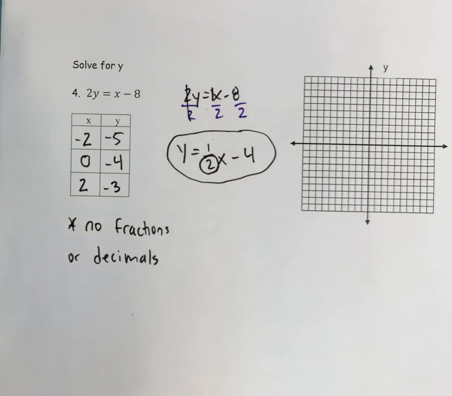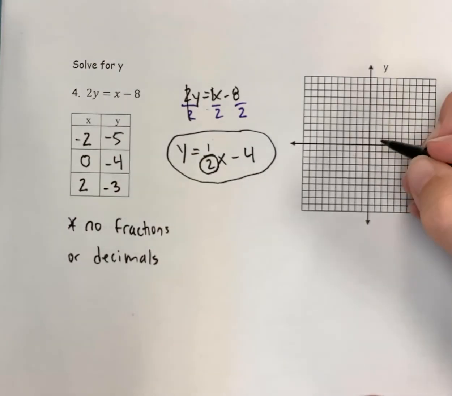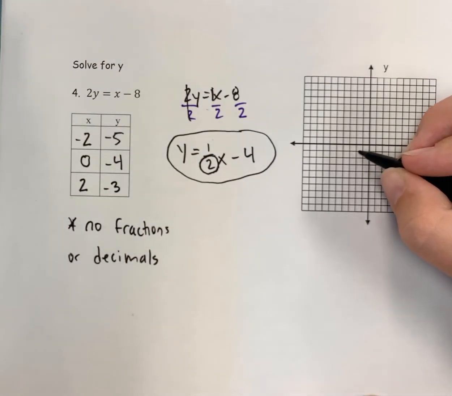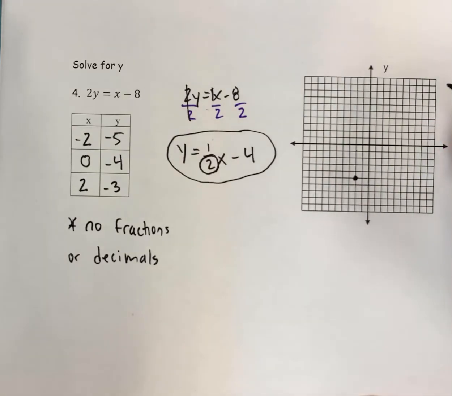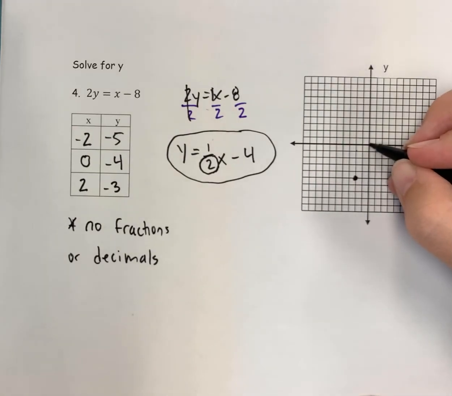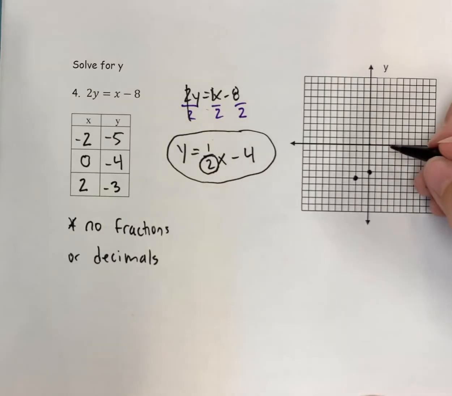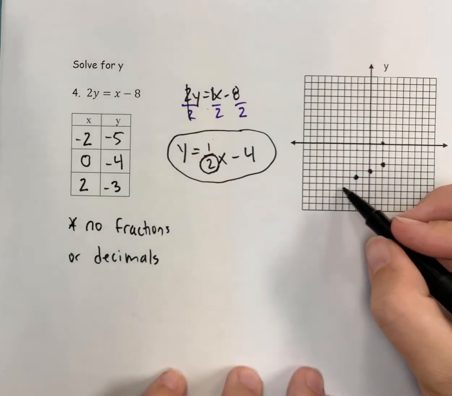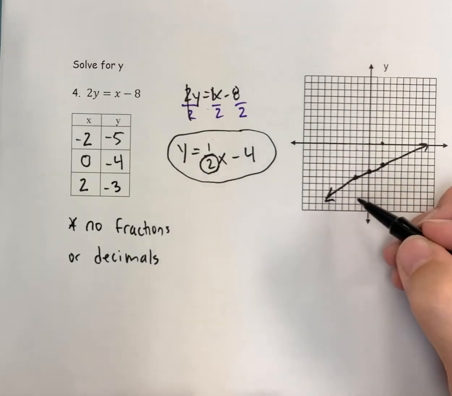Now we plot our points. So our first point is at -2, -5. So you want to go left 2, down 1, 2, 3, 4, 5. Then you've got 0, -4. So you're going to start at 0 and go down 1, 2, 3, 4. Then you have 2, -3. So you're going to go right 2, down 1, 2, 3, right here. So here is your line.